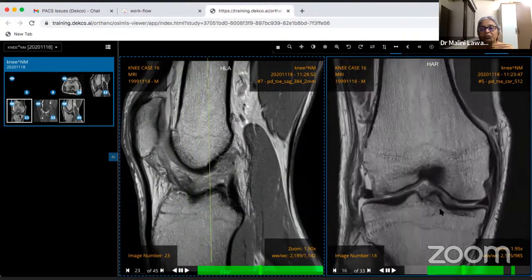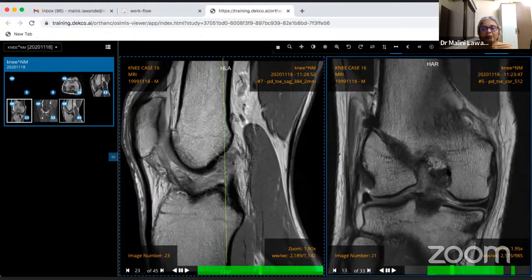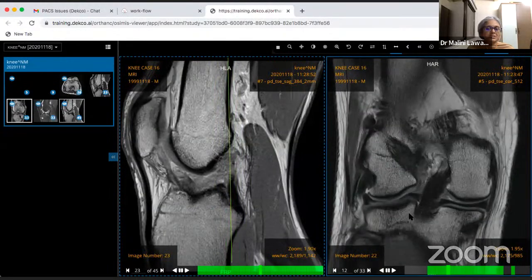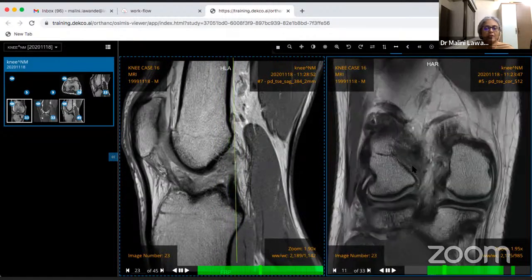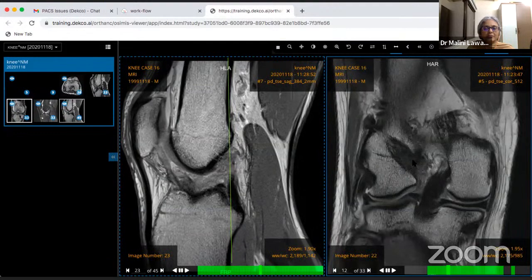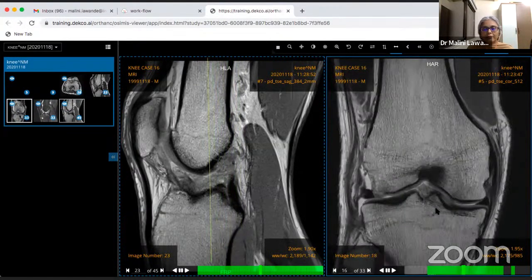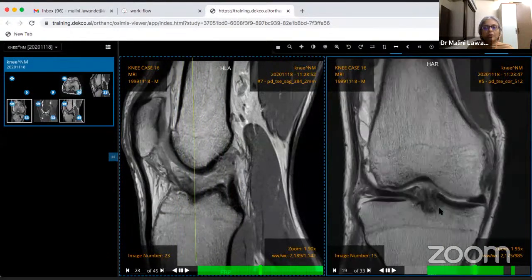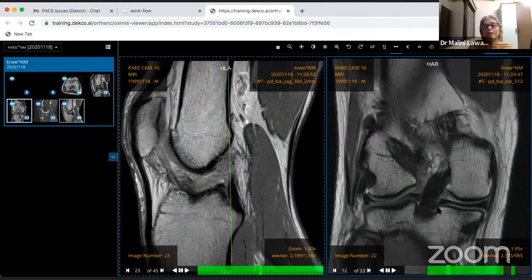On the coronal images, you should have the ACL tunnels between 1 and 2 o'clock on this side, and somewhere around 7 o'clock on this side. Oh, sorry, 1 and 2 o'clock this side, or depending on the knee, this would be around 11 o'clock. And this way it would be somewhere around 5 o'clock on the coronal images. That is how we look for the normal position.